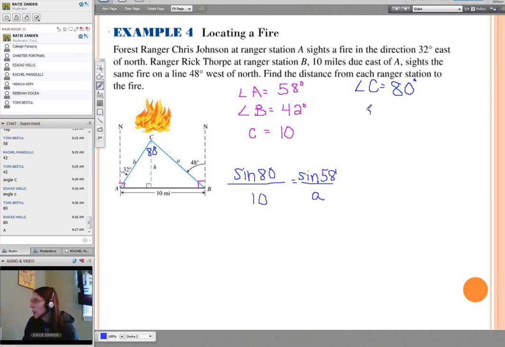All right, let's do some cross multiplying here. What are we going to get for side A? 8.611.